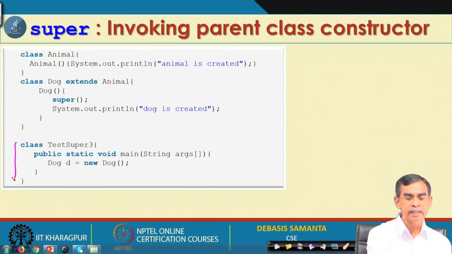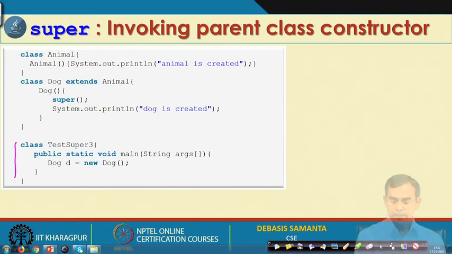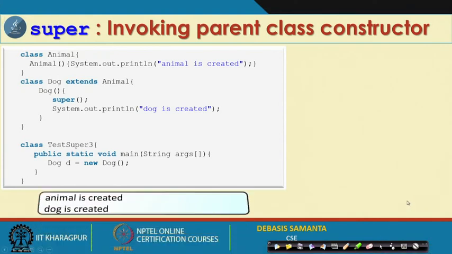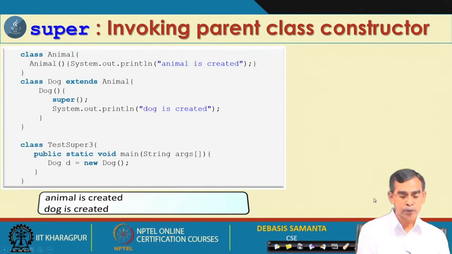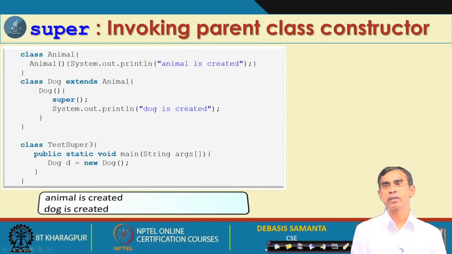Now, if we run this test case, then you can see this kind of output: Animal is created and Dog is created, because these two things are there. So, this is the concept of the use of the super keyword. If we write super within parentheses, this indicates that it will call the parent class constructor.